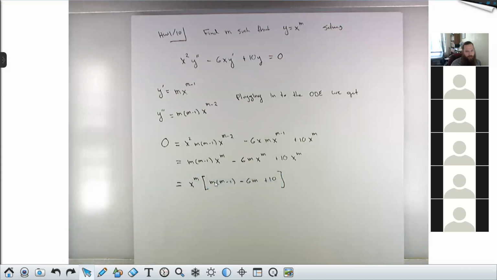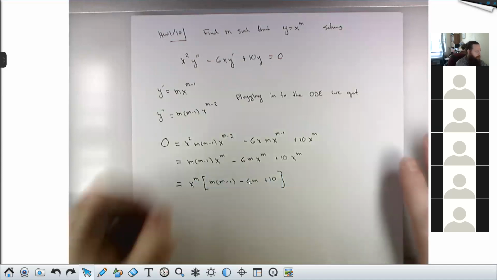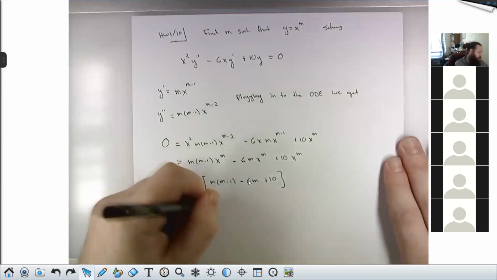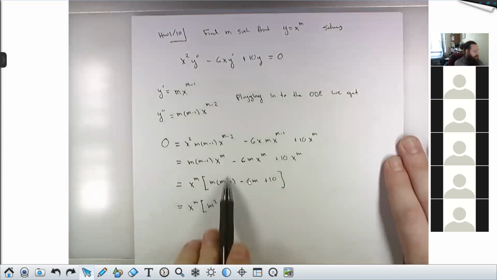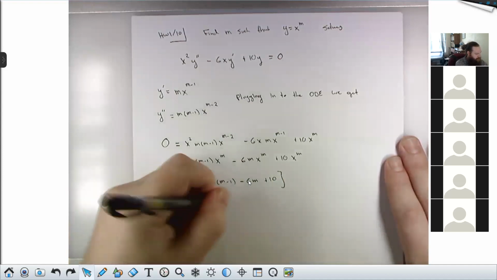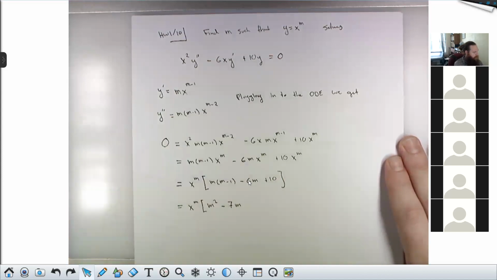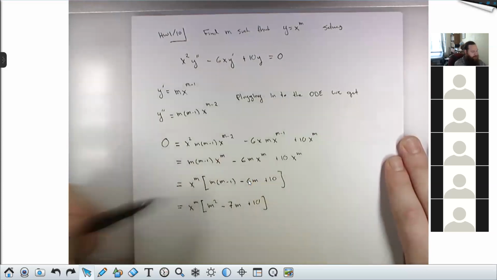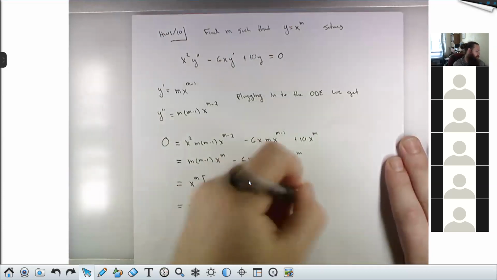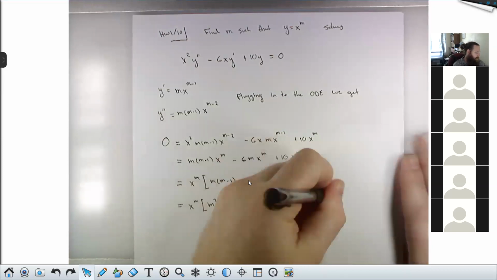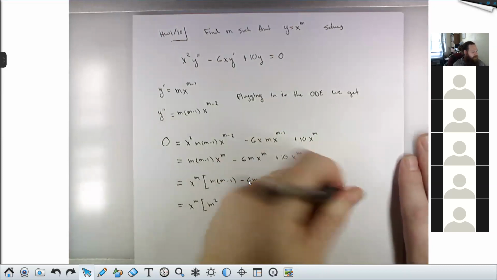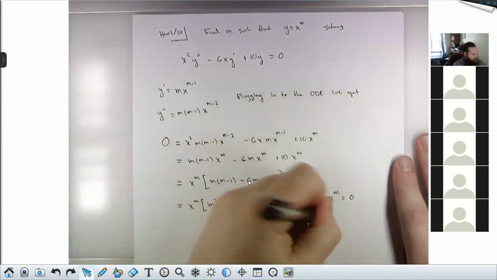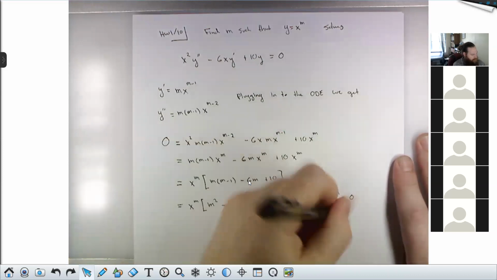So let's clean this up. This is m squared minus m minus 6m. What I'll have is m squared, and then minus m minus 6m is minus 7m, and then plus 10. And all of this is equal to 0. So either x to the m is identically 0, or this quadratic is 0, m squared minus 7m plus 10.